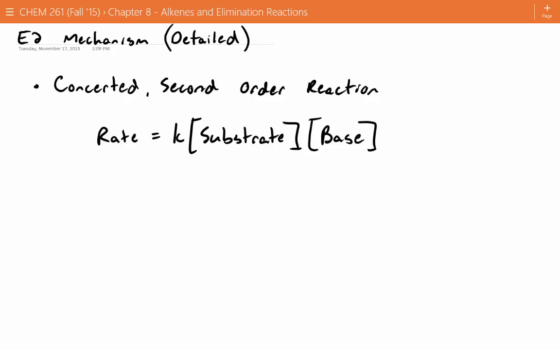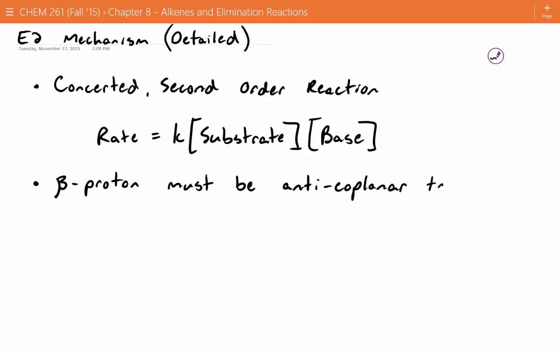The other thing that is really important for this reaction that we haven't talked about yet is that our beta proton must be anticoplanar to the leaving group. So do you guys remember anticoplanar from Newman projections? So let's review this. I've got a carbon-carbon bond here. If we look at it, I've got the green stick in the back, the yellow stick in the front. You're looking down this bond.